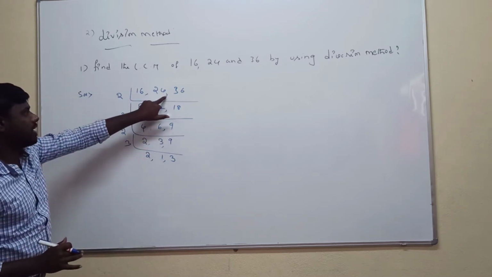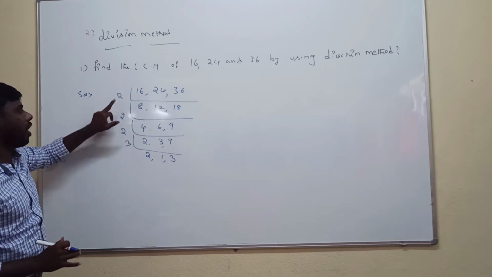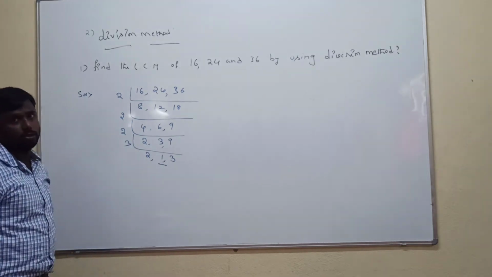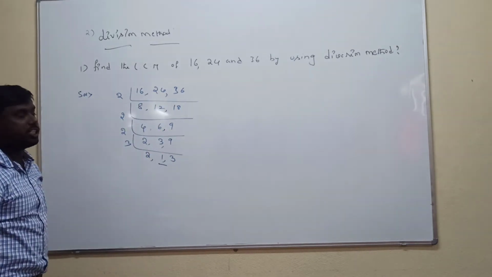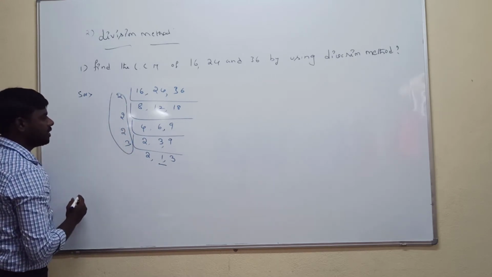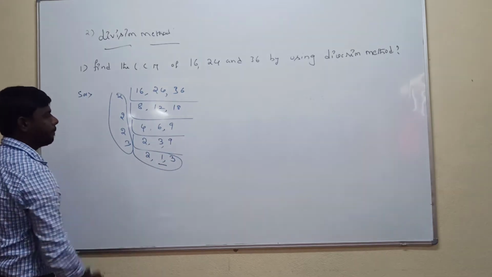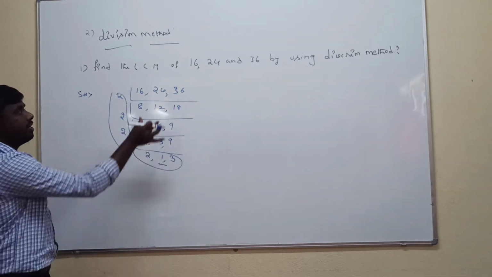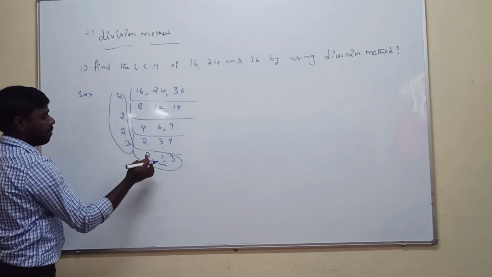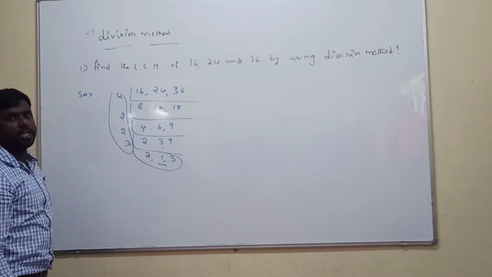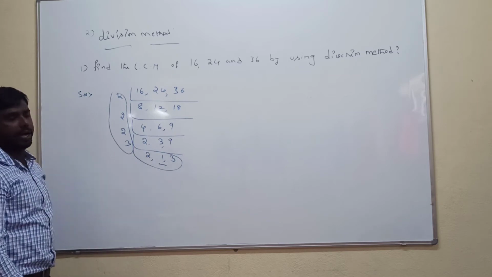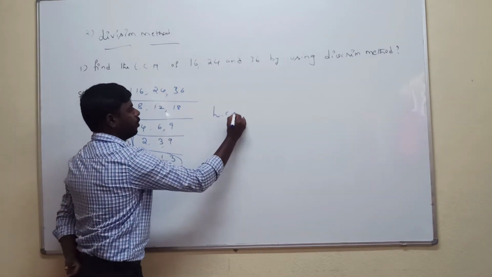Divide the given numbers by the prime number until the remainder is one or a prime number, then stop the division. Then the LCM is equal to the product of the divisors and the remainders. What is the condition? Divide the given numbers by the common prime number until the remainder is one or a prime number. Then the LCM is equal to the product of the divisors and remainders.